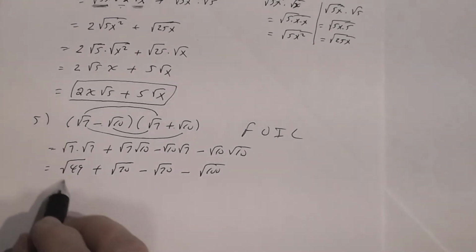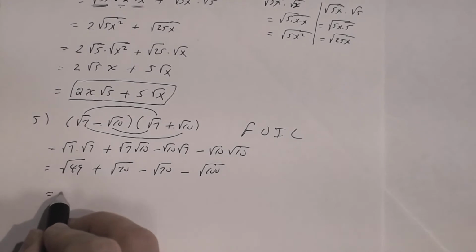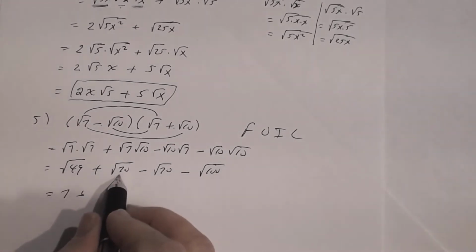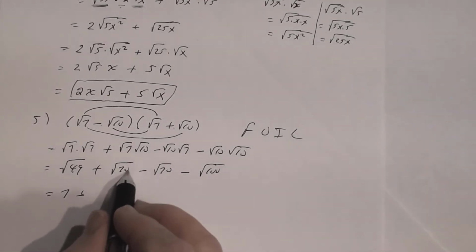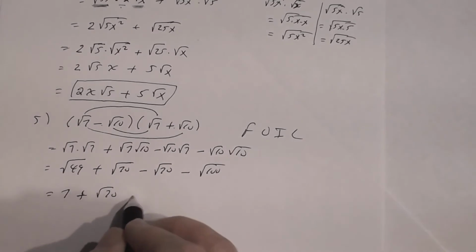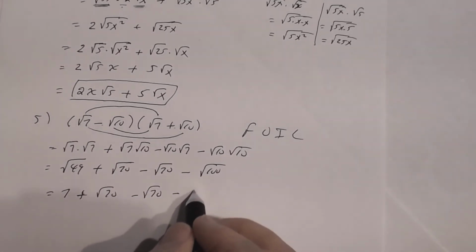All right. Now, let's go ahead and simplify. Can I simplify the square root of 49? Yes, 49 is a perfect square, so what's the square root of 49? 7. Okay, now, plus, can I simplify the square root of 70? No, because the only perfect square that goes into 70 is 1. So I'm going to leave this as square root of 70. Same thing here, minus square root of 70, and then minus, and then square root of 100 is 10.